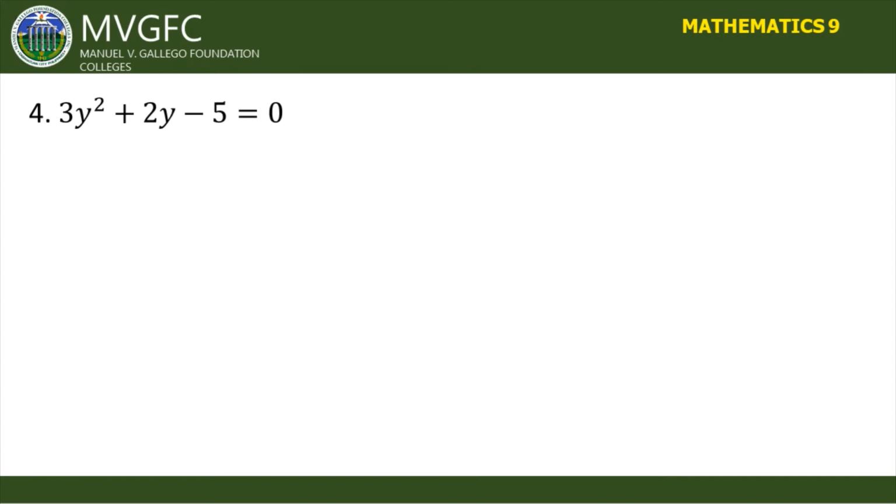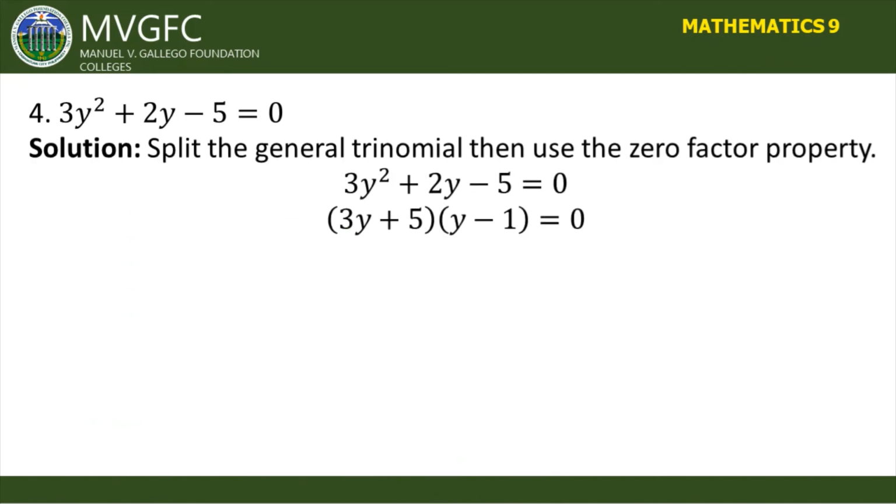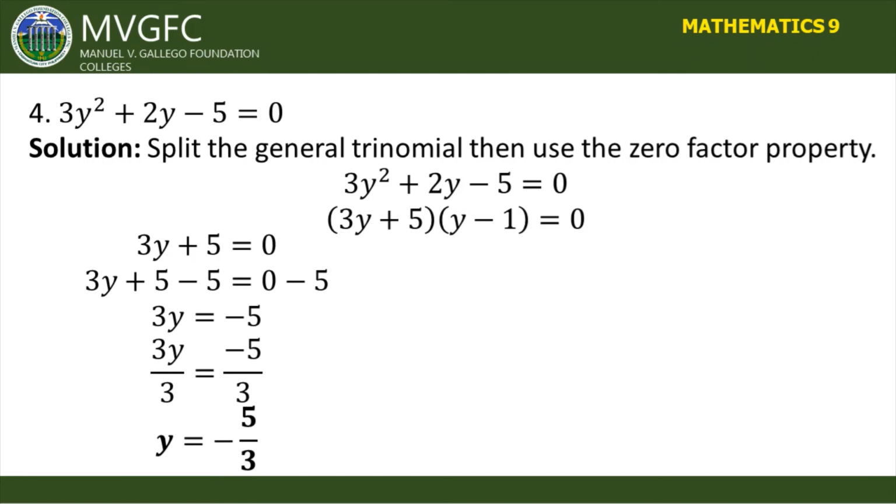For number 4, we have 3y squared plus 2y minus 5 is equal to 0. For our solution, we need to split the general trinomial, then use the zero factor property. So we have now 3y squared plus 2y minus 5. We need to factor it out. So we have now quantity 3y plus 5 multiplied by quantity y minus 1 is equal to 0.